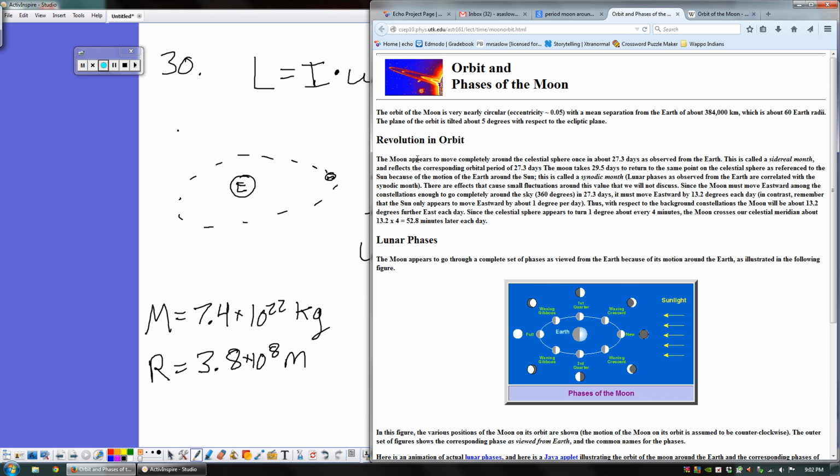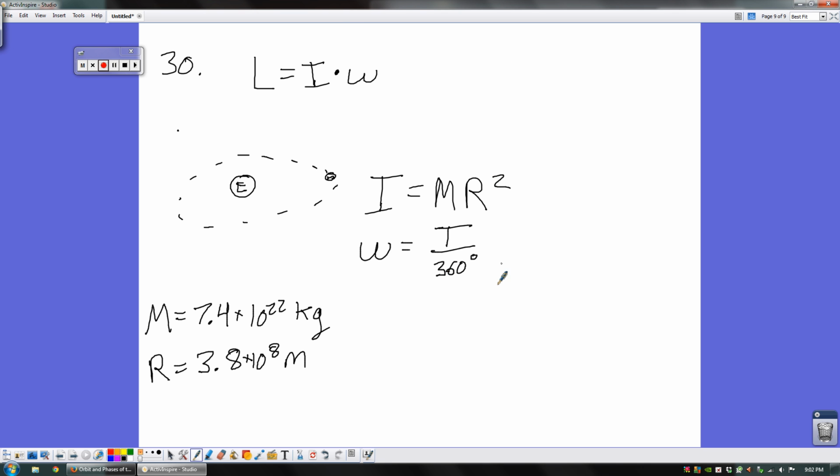Alright, the moon appears to move completely around the celestial sphere once in about 27.3 days as observed from Earth. Alright, done. That's all I want. There is other stuff going on, but we do not care. We only care about our frame of reference. And our frame of reference is 27.3 days. Alright?